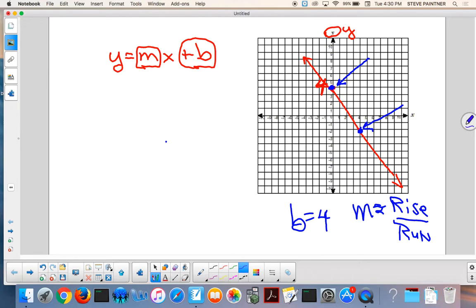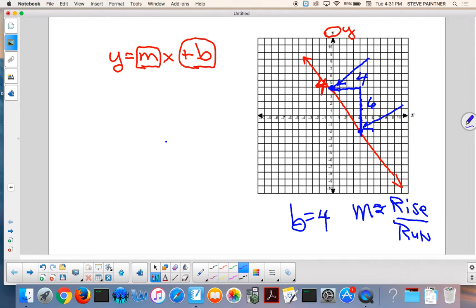Start at any point you want, and I'll start here on the bottom, and I'm just going to climb, climb, climb, and that's my rise. So I went up 1, 2, 3, 4, 5, 6. I went up 6, but then I turned the corner and I went left 1, 2, 3, 4. So basically I went left 4 and up 6.